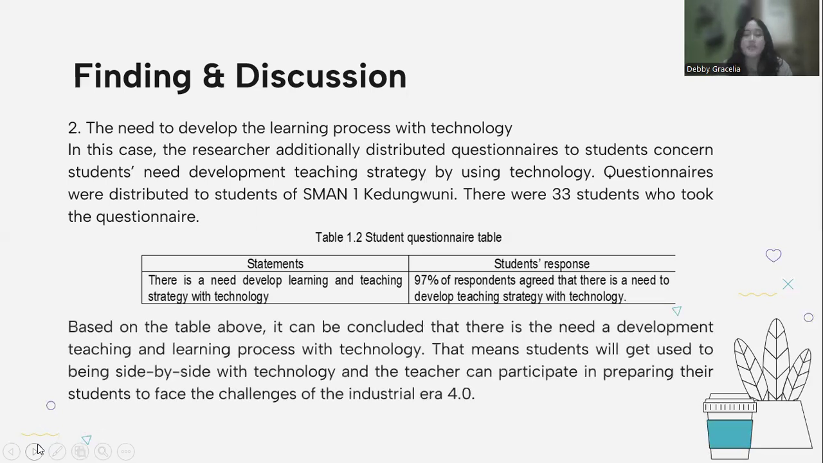Based on the table, it can be concluded that there is a need for development of the teaching and learning process with technology. That means students will get used to being side by side with technology, and the teacher can participate in preparing their students to face the challenges in the industrial era 4.0.